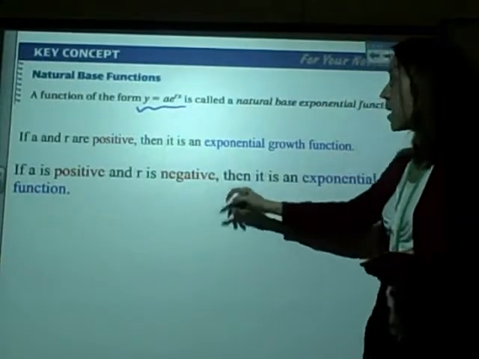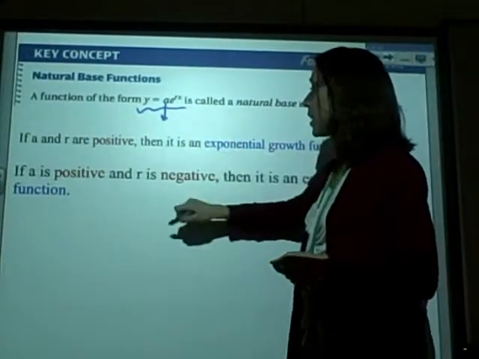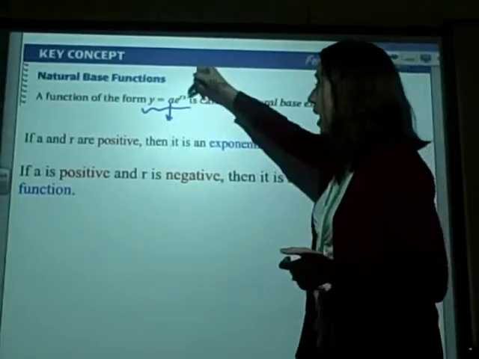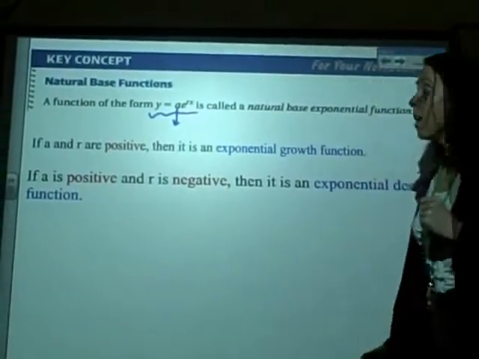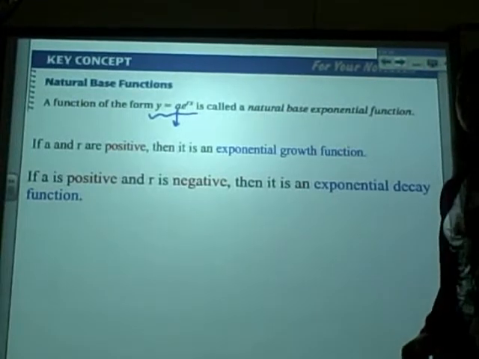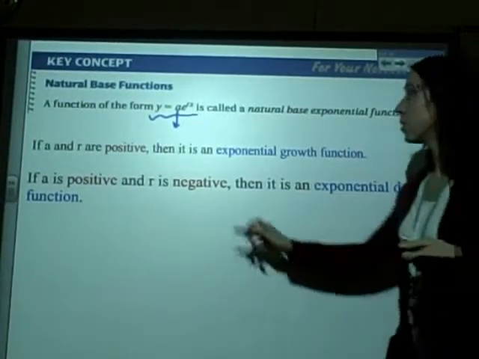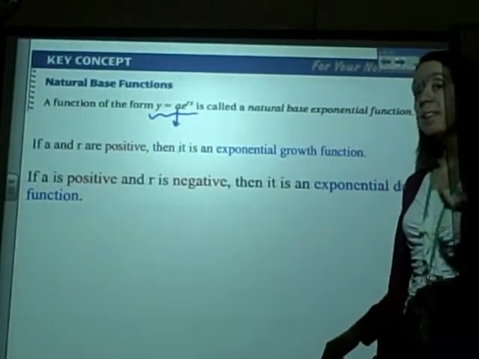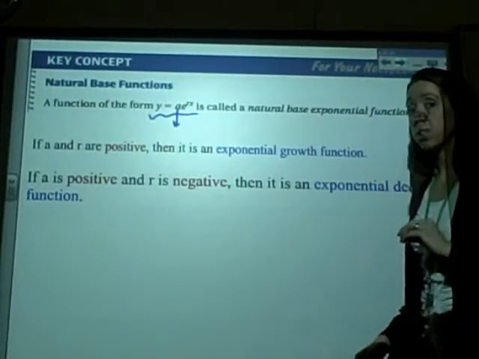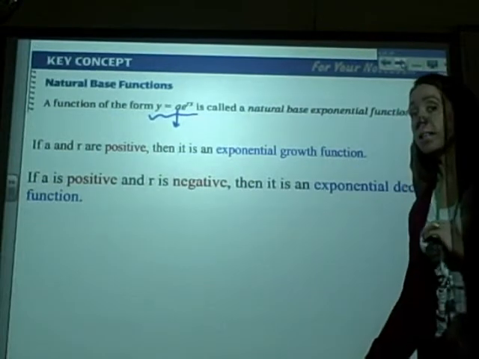If you have this format, your number in front of e, your a value, and your number that's in your exponent, if those are both positive, then you have an exponential growth function. Okay, if a is still positive, but you have a negative exponent, that's an exponential decay function. Okay, and we're going to see some examples of that.